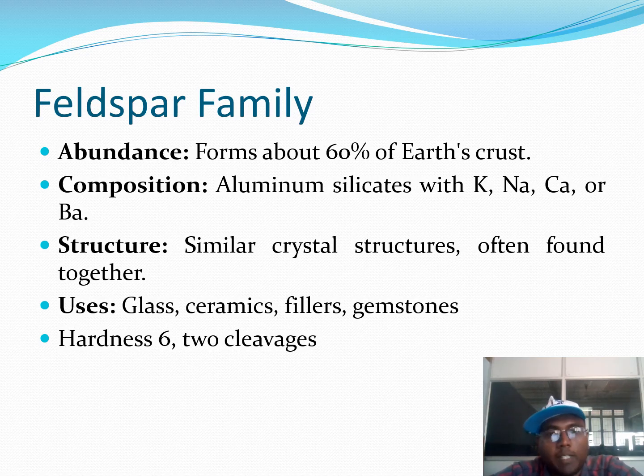Next we see the feldspar family. The feldspar family is one type of mineral that forms about 60% of the outermost surface of the Earth. It is mainly composed of aluminium silicate with the presence of other minerals like potassium and calcium. Similar crystal structures are often found together. This family is mainly used in ceramics and as filler material. It has a perfect cleavage. Cleavage means the rock can be divided or separated into two perfect equal parts along a surface.